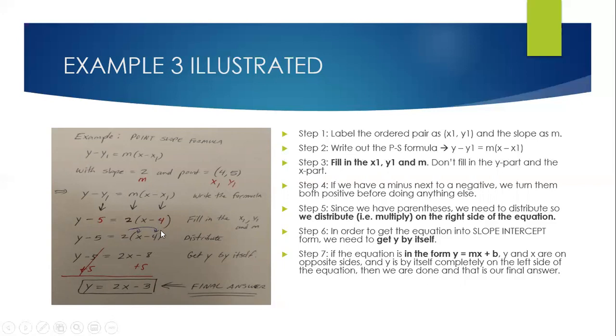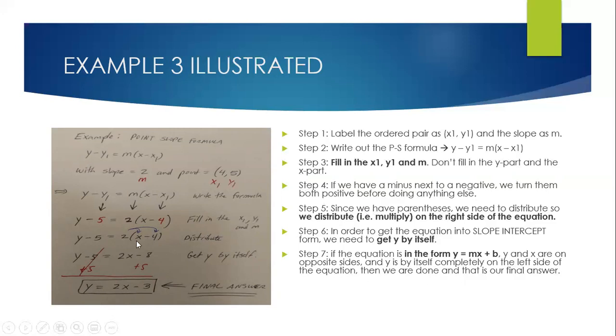Cool. So step 4 that we did for the last example, we don't have to do it. We don't have any minus negatives, so we just skip that whole step 4. All right, step 5 though, we cannot skip because we have parentheses.